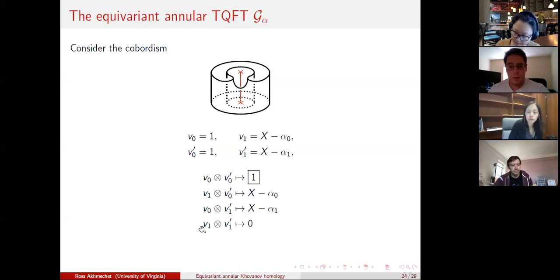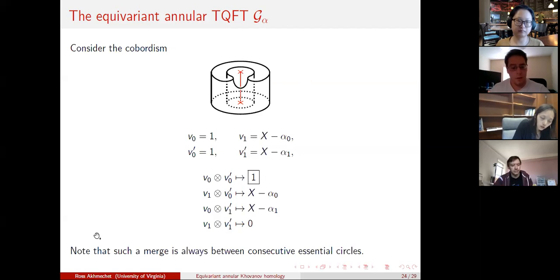All the other terms, there's no annular degree jump, but I will point out that in this very last multiplication, V1 and V1 prime, when you multiply them, you get 0. That's the defining relation in A alpha, that x minus alpha null times x minus alpha 1 is 0. And since these are on consecutive essential circles, those are the basis elements there.